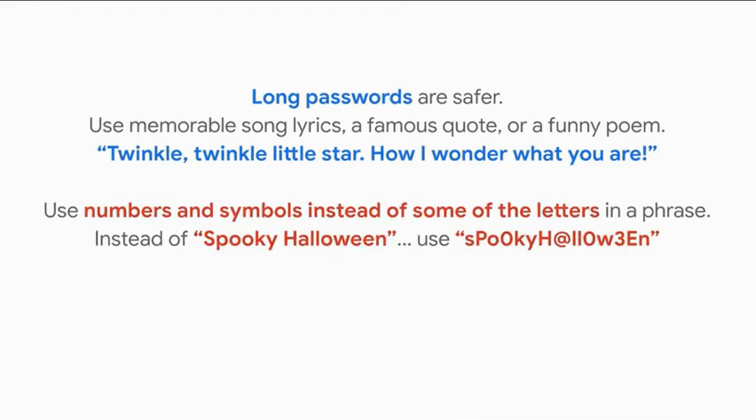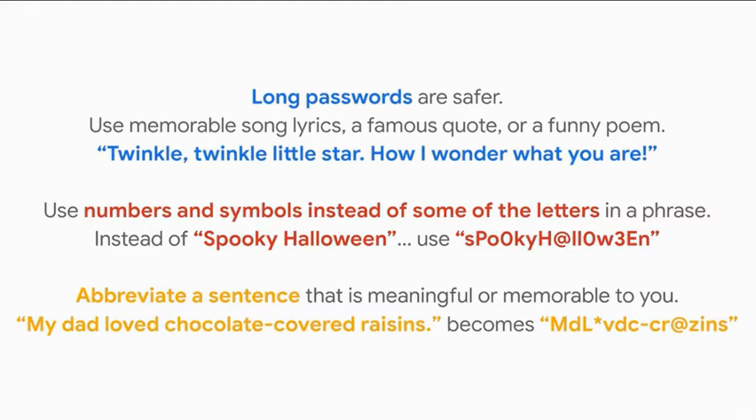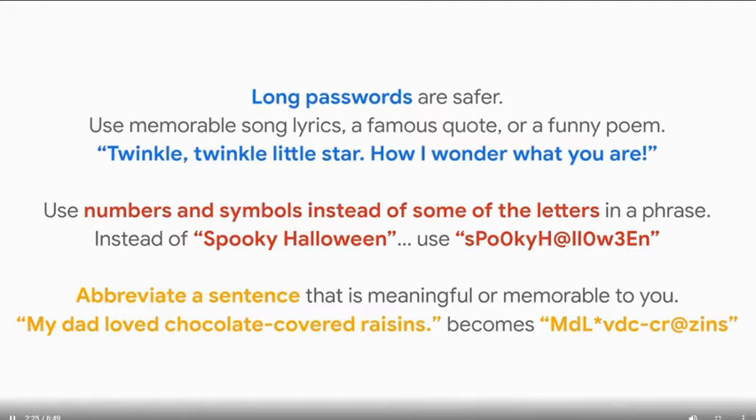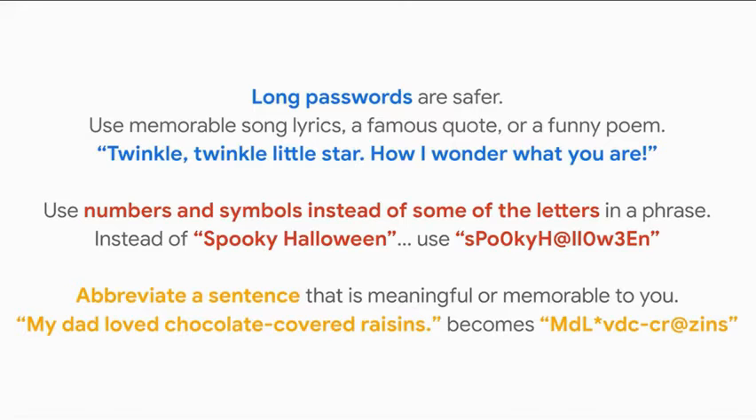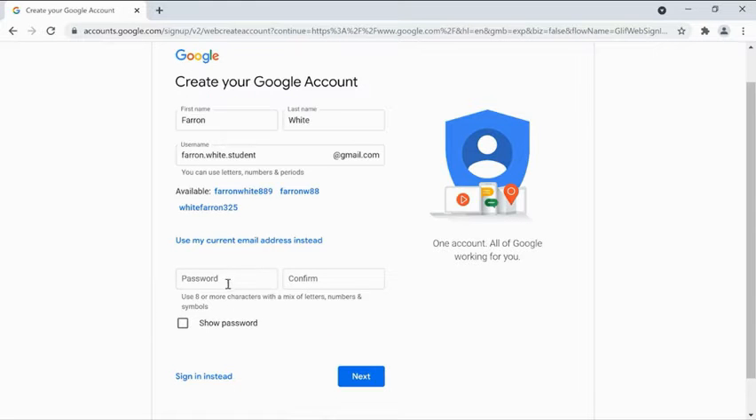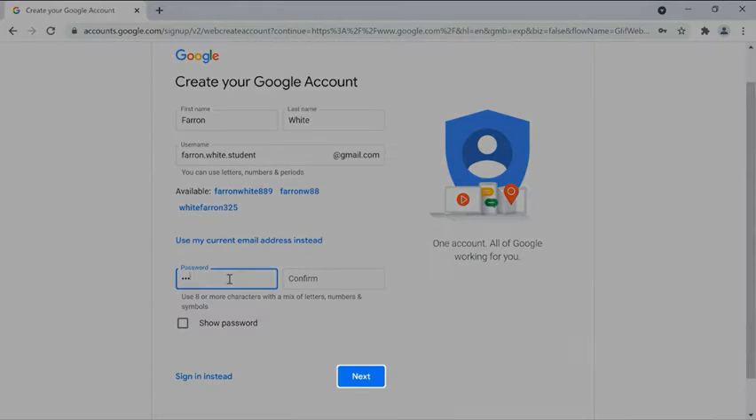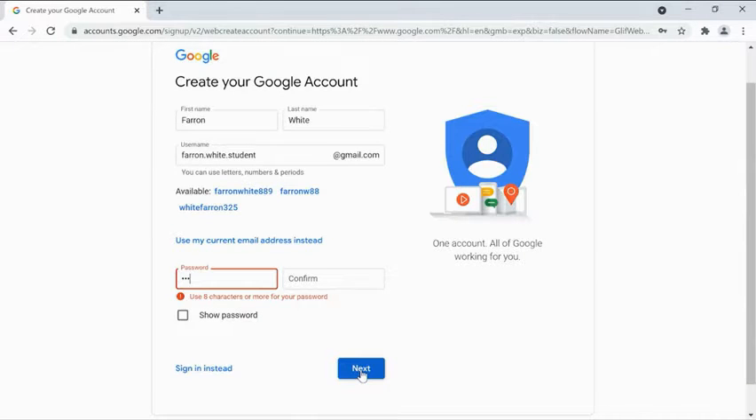You can use numbers and symbols instead of some of the letters in a phrase you've chosen. Or abbreviate a sentence that is meaningful or memorable to you. A Gmail password requires at least 8 characters. A password with fewer than 8 characters won't be allowed.